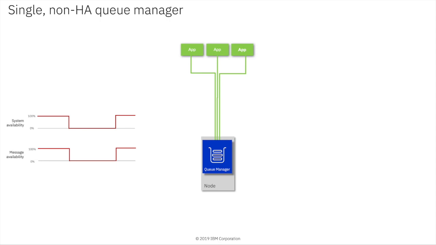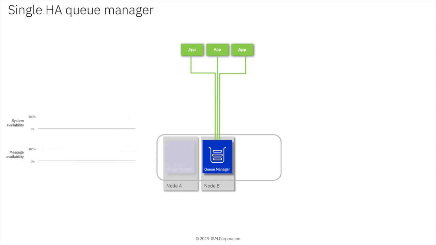And the same goes for the message availability. While that queue manager is not running, you cannot access any of the messages that were already queued in that queue manager. So pretty much this is a system which gives you very, very low availability. So what do we do next? Well, the first thing to do is to bring in extra nodes to be backup systems, be systems where that queue manager could be running on.